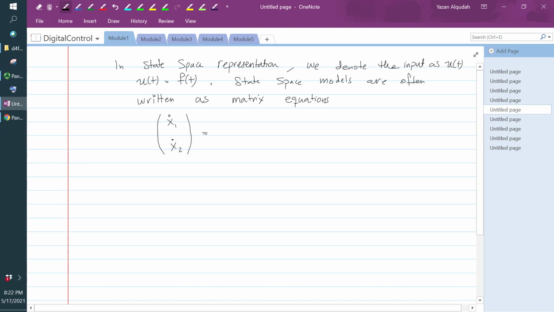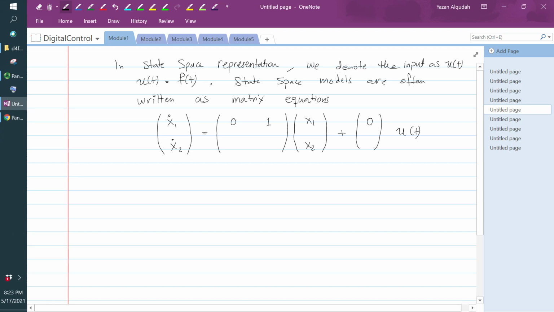x1 dot, x2 dot is equal to, in terms of x1, x2 plus something multiplied by u of t. And x1 dot is equal to x2, so therefore I have to put 0 here and a 1 here. If I multiply, 0 is going to multiply by x1, 1 is going to multiply x2, I'm going to get x1 dot is equal to x2. And also x1 dot does not depend on the input, so therefore 0 multiplied by u of t.